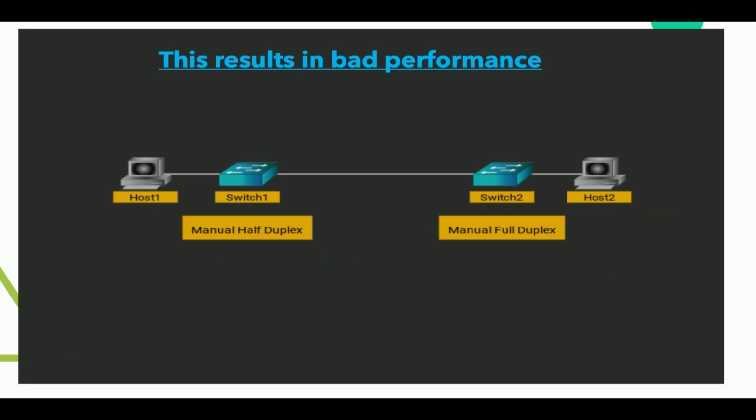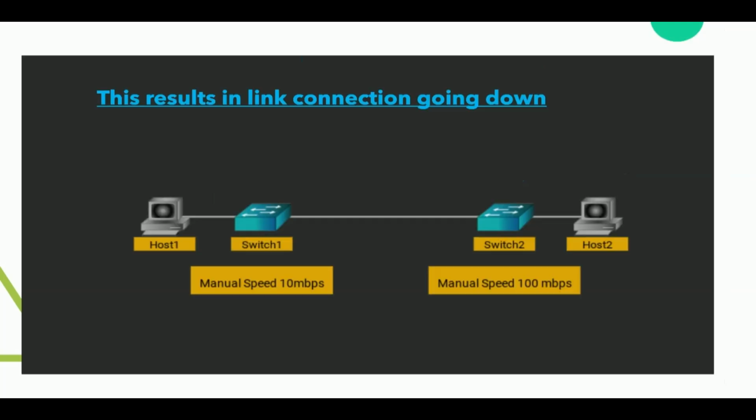In this case, one switch port with full duplex configuration is connected to another switch port with half duplex configuration. This results in connection slowing down. In this case, a switch port with 10 megabits per second configuration is connected to another switch port with 100 megabits per second configuration. This results in ports getting turned off.